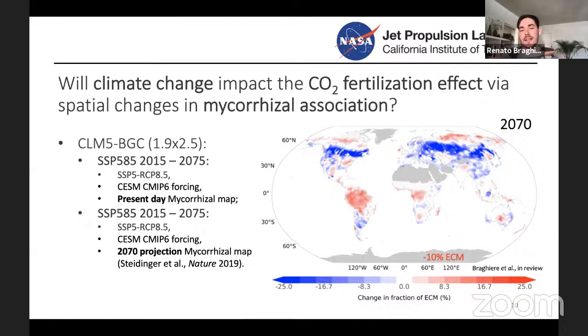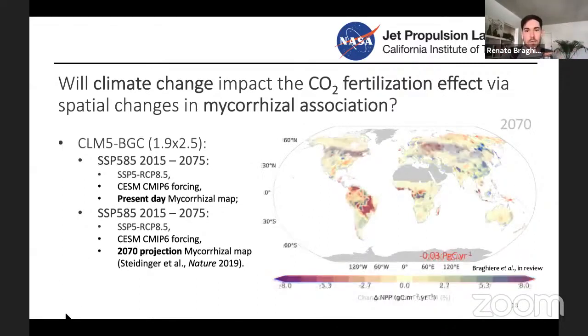So basically, the amount of ectomycorrhizal association will decrease by 10% globally. But when we look at the boreal forest, we are talking about a reduction of 25% or more. So basically what it means is that while the globe is warming and those boreal regions are warming up, the arbuscular mycorrhizae will push the ectomycorrhizal species to the Arctic, where it's colder. And what is the impact of that for the global carbon cycle?